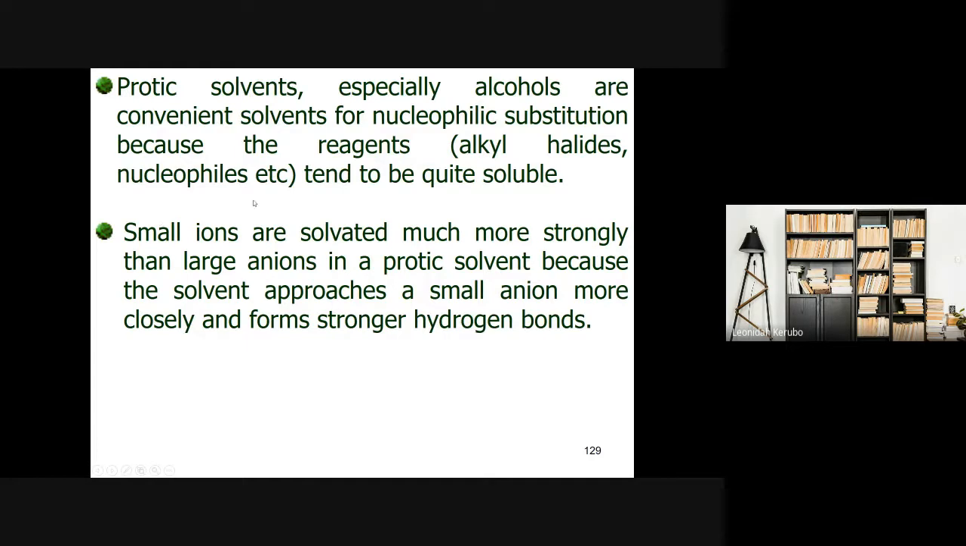Most of the time, nucleophiles are negatively charged. Even if you have a neutral nucleophile, it will also be polarized in most cases. So these protic solvents are very convenient for dissolving these reagents in SN2 reactions. But the problem is that they also hinder the nucleophile from attacking the electrophile from the backside because they form hydrogen bonds. So small anions are solvated much more strongly than large anions in a protic solvent, because the solvent approaches a small anion more closely and forms stronger hydrogen bonds.